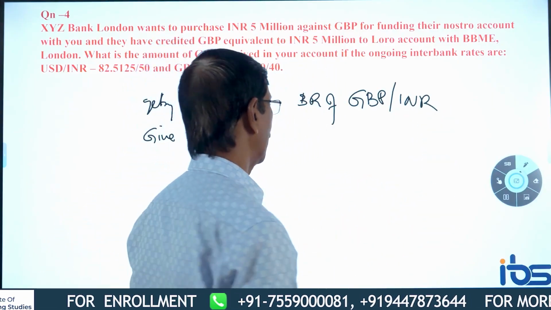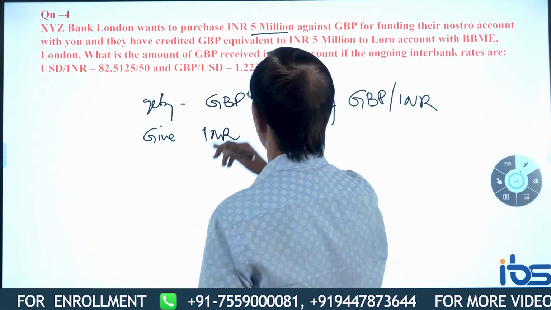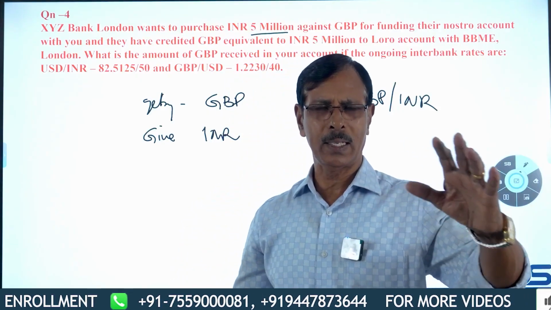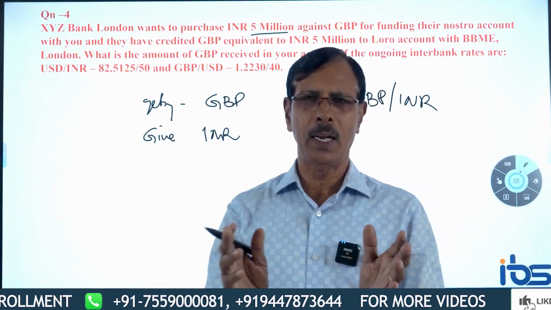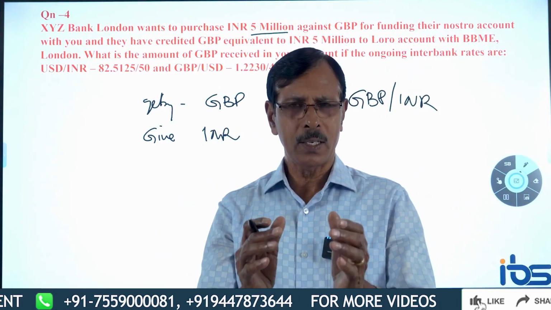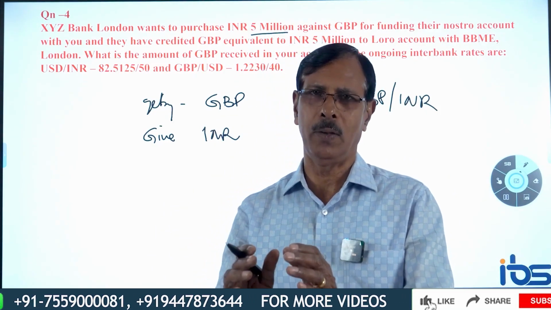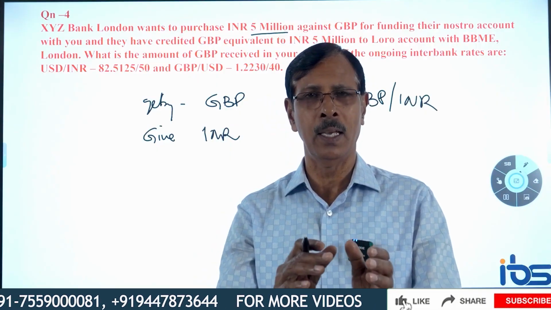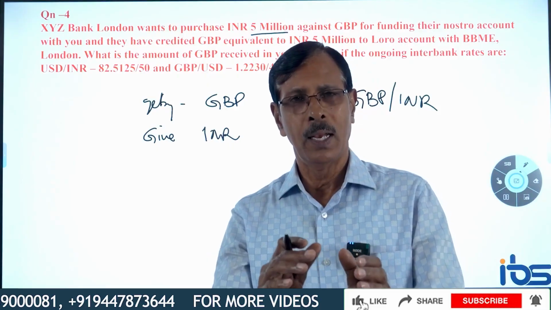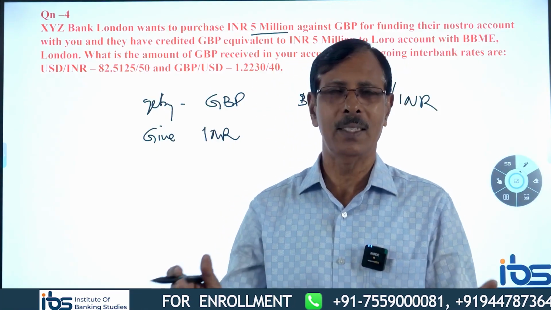Here, most of the candidates will just say they want to purchase 5 million Indian rupee, so you have to sell 5 million Indian rupee. Don't get that confusion. What I suggest is, look at the question this way: what you are getting and what you are giving. If you are getting foreign currency and giving Indian rupee, it is a buying transaction. If you are giving foreign currency and getting Indian rupee, it's a selling transaction.